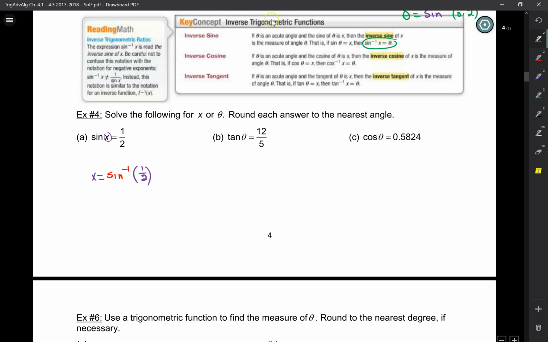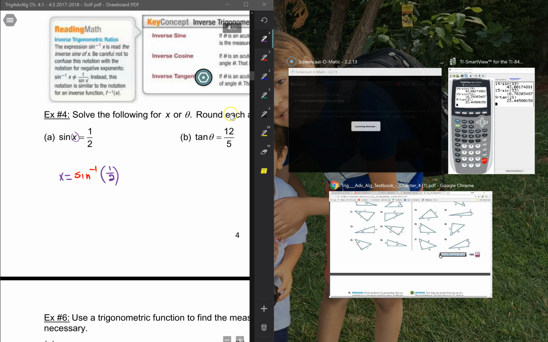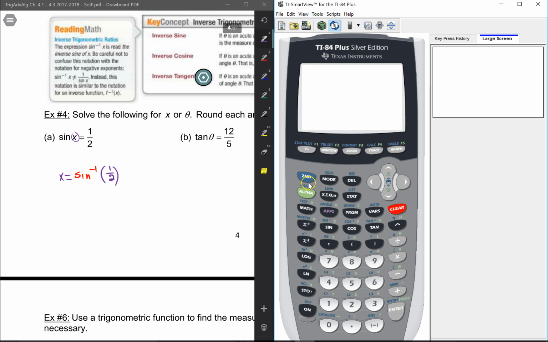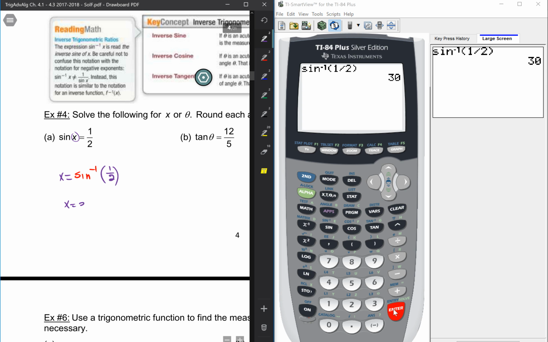Now let's go on our calculator. To do inverse sine, it's going to be second sine. That gives you sine with a -1, which is called inverse sine. And I say 1/2. You can either do 1/2, or if it's a fraction that converts to a nice clean decimal, I could have also done 0.5. Enter, and I have 30. So that mystery angle is 30 degrees.